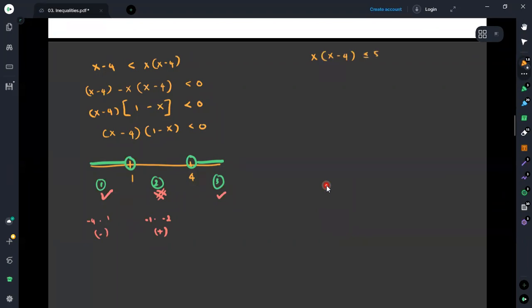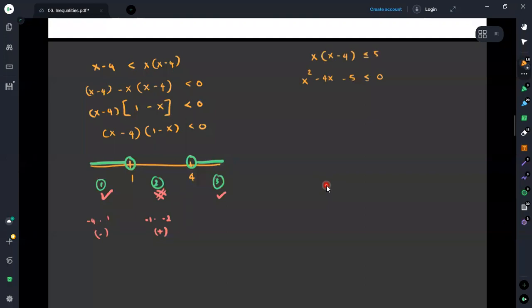Once you expand this equation, or once you multiply the bracket with x, then we'll get x squared minus 4x. In the meantime, I will take the 5 to the left hand side by taking it as minus 5, then this will be less than or equal to 0. We are taking all the terms to one side and making the other side 0. It would be easy for us to solve the quadratic expression.